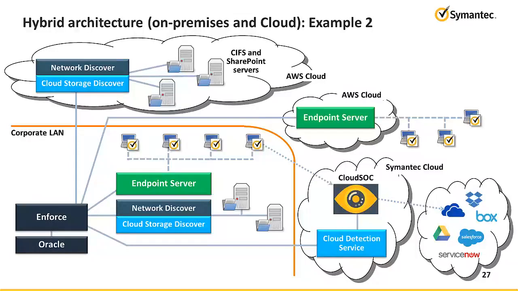handle agents running off-network. Additionally, the organization has implemented Cloud Detection Service and integrated it with Symantec CloudSOC to monitor traffic bound for supported cloud applications, such as Microsoft OneDrive. All Symantec DLP detection servers and cloud detectors report to a single on-premise Enforce server.